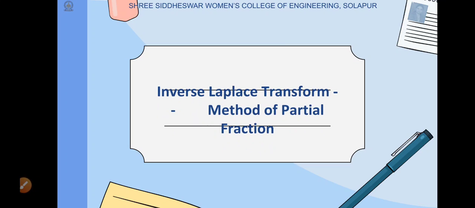Inverse Laplace transform using the method of partial fraction. Actually, this method of partial fraction is very useful in different ways. We have used this method of partial fraction to find the integration of the given functions in 12th standard. Now we are going to use this method to find inverse Laplace transform of the given function of s.